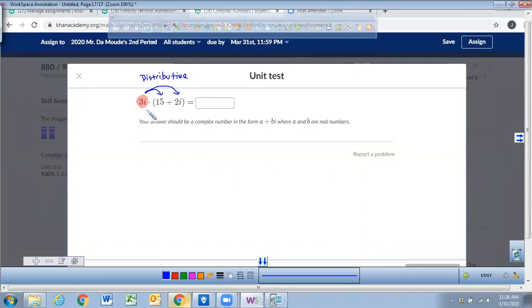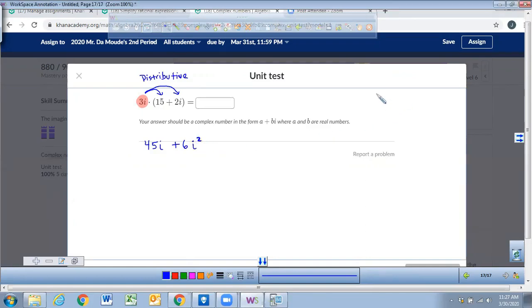Angel, if you can hear me, what's the product of 3i times 15? All right, Zane, how about you? Not sure? All right, so we have 3 times 15. That gets us a total of 45i. Now, this is where it gets a little tricky. We have 3i times 2i. 3 times 2 gives us a total of 6. But i times i gets us what's called i squared.